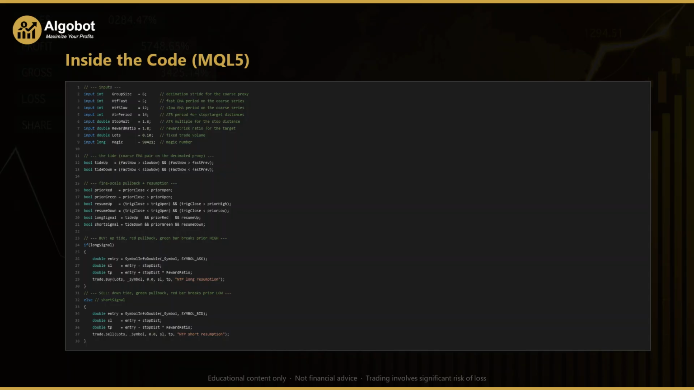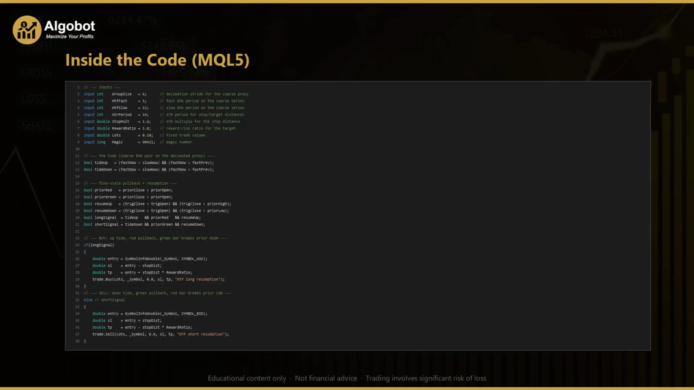manage the exit. Let's read the actual MetaQuotes Language code, just as it appears in the MetaEditor. At the top are the input parameters you can adjust. GroupSize controls how thinly the closes are sampled for the coarse proxy. HtfFast and HtfSlow are the fast and slow moving average periods on that coarse series. ATR period sets the volatility look back, stop multiple scales the stop distance, and reward ratio sets how far the target sits relative to the risk. Lots is the fixed trade size, and magic tags the strategy's own orders.